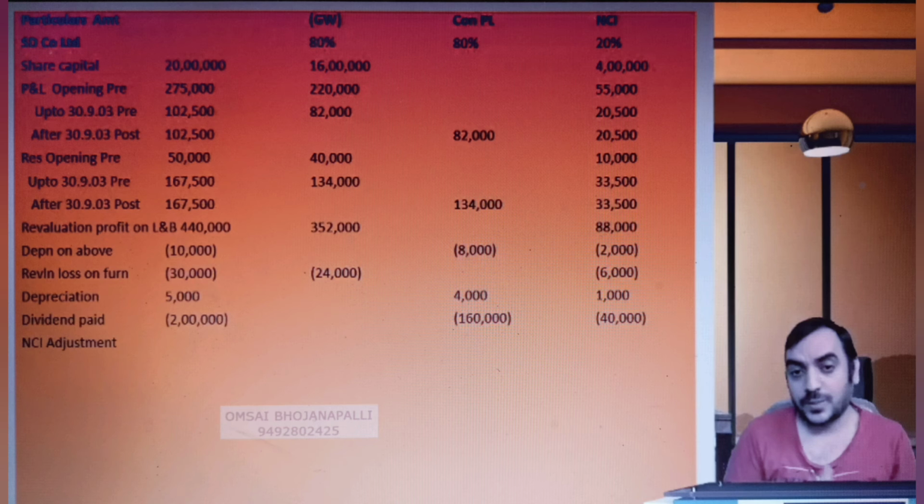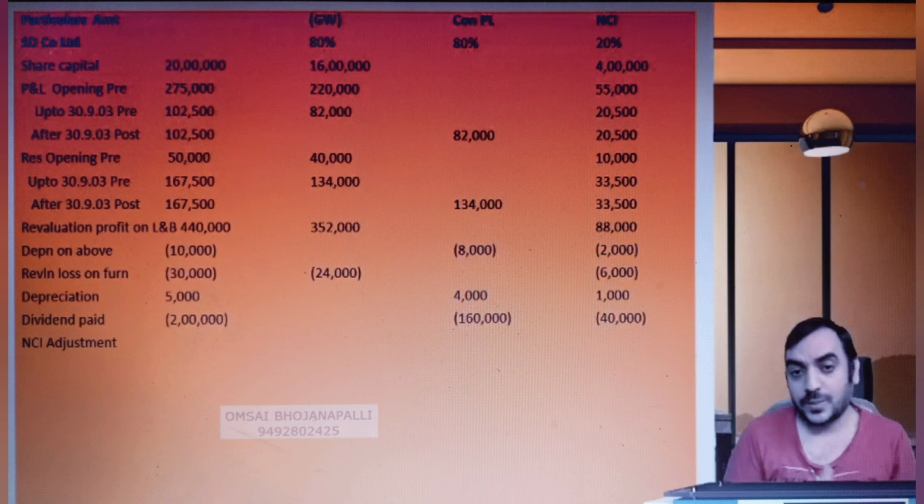It makes sense. On 1/4/2003, the reserves and profit loss accounts stood in the books of SD Limited at 50,000 and 2,75,000 respectively, opening balance given. They have acquired on 30th of September and opening balance they have given. So during the year, we'll divide this into pre-post.